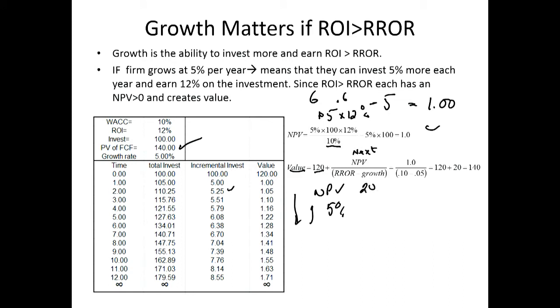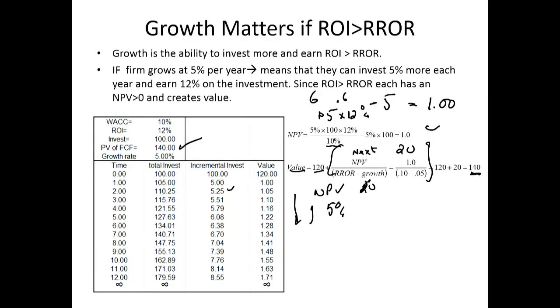Okay, so this part here is 20, so that's what I'm doing here, I'm estimating the value of that. So I wind up with a value of 140. And so the idea here is that the assets I have today, the $100, give me a value of 120, and if I'm able to reinvest at a rate of return greater than the required rate of return, I create value, because every time I make that additional investment, I have a positive NPV project where I'm creating value.